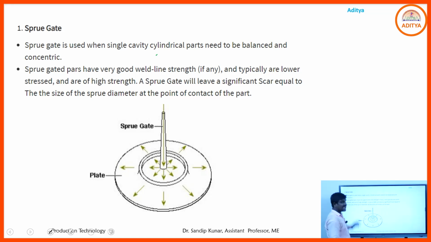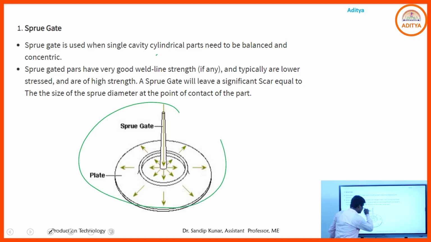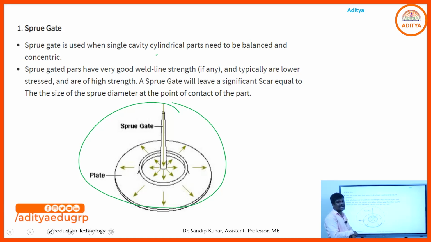cylindrical parts need to be balanced and concentric. So in those cases sometimes we take a sprue type gate. In that gate the cavity must be a single cavity for cylindrical parts. So in those cases we draw that type of sprue gate. We provide the sprue shape, and in that shape we flow the liquid metal into a single cylindrical cavity. Then solidification and other processes go on using that type of sprue gate.